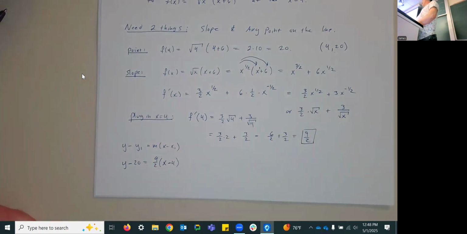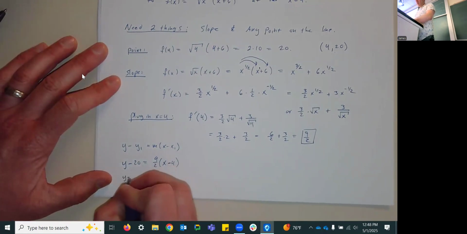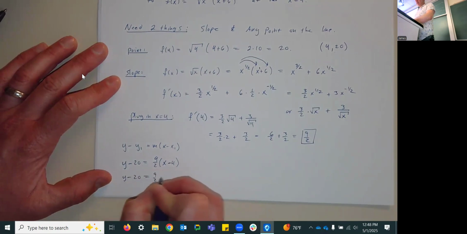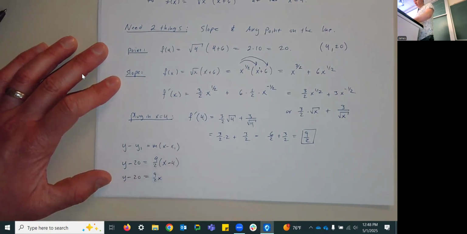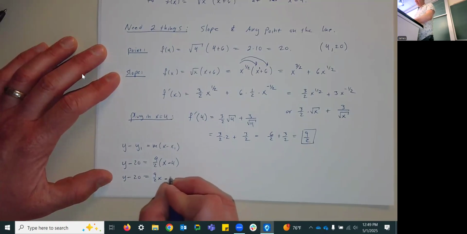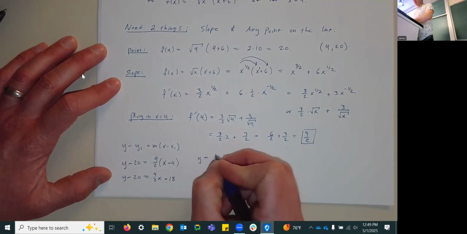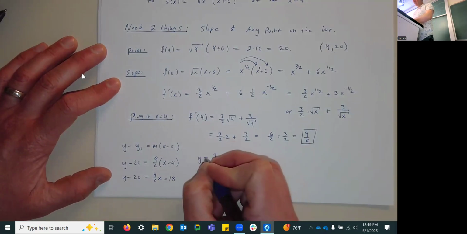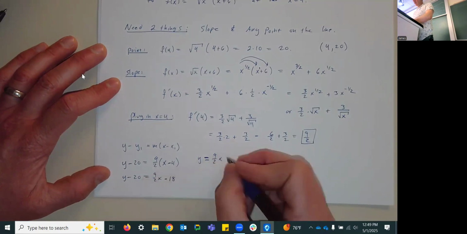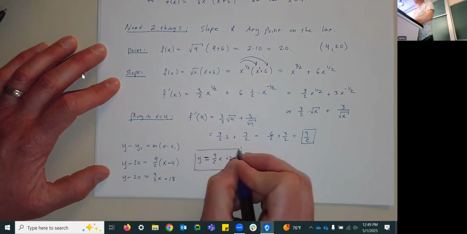The only downside to doing it this way is that oftentimes people want you to write it in the y equals mx plus b form. So then we could distribute the 9/2. y minus 20 equals 9/2 x, and 9/2 times 4 is 36 over 2, which is 18, so minus 18. Then we add 20 to both sides to get y equal to 9 over 2 times x, and negative 18 plus 20 is plus 2. That's how I like to do it.